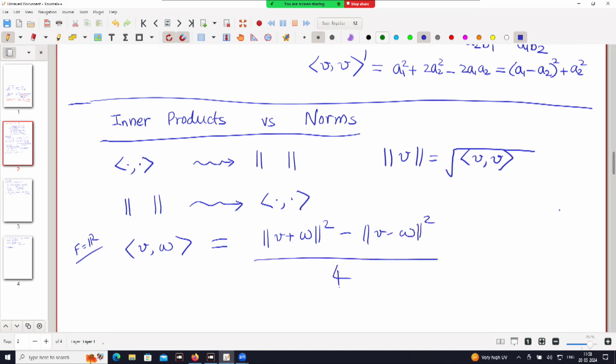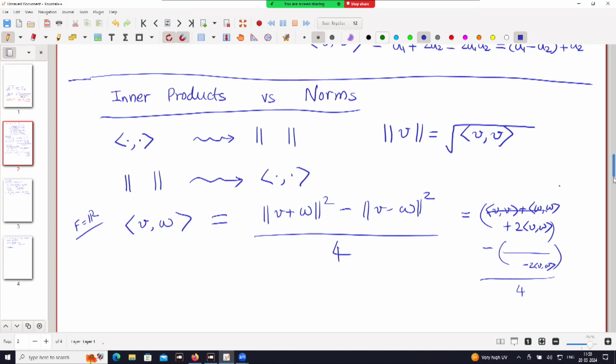If you actually compute this, norm of V plus W whole squared is just the inner product of V plus W with itself. If you look at what this will become, it will be (V,V) plus (W,W) plus 2 times (V,W), and the second term will be the same thing, except you will get a minus 2 (V,W). Everything else cancels, and you will be left exactly with 4 (V,W) divided by 4. This is sometimes called the polarization identity, and there is likewise a corresponding thing for the complex case.